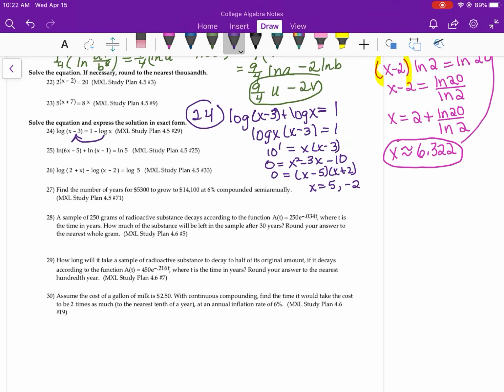Before I take those as answers, I'm going to consider putting them back in up here as a check. Putting 5 in, 5 minus 3 stays positive, and the log of 5 I can find. However, I can't find the log of a negative number, so the negative 2 is out. Hence the answer is 5. Number 25.